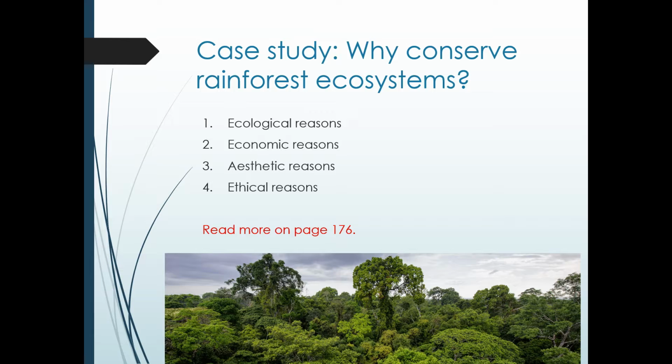Economic reasons, in the case of rainforests, for example: there are a lot of resources for pharmaceutical industries and other industries, like cosmetics, to be gathered or researched in the rainforest ecosystems. That can be an economic reason. If you lose this habitat, you will lose all these plants that could have been used to make a lot of money.